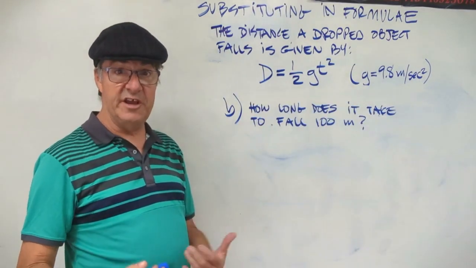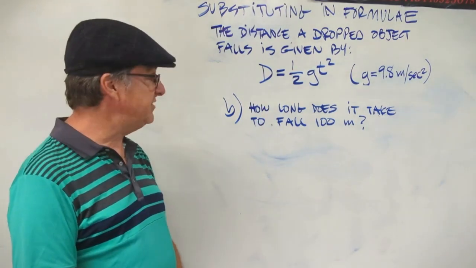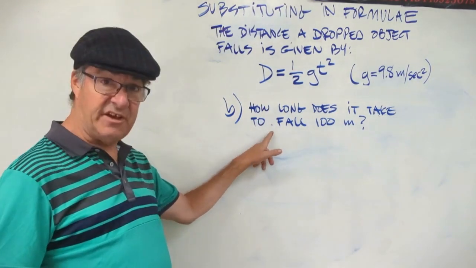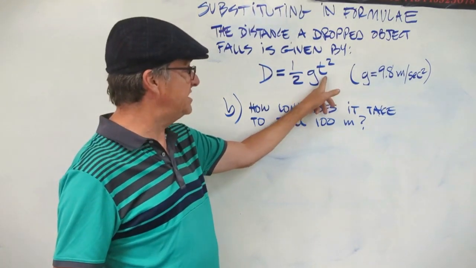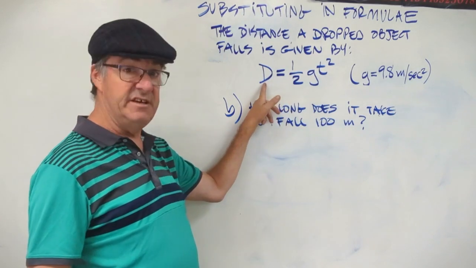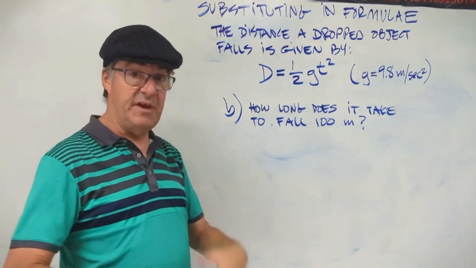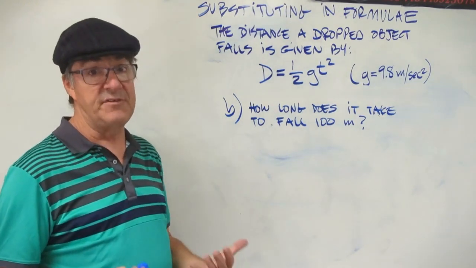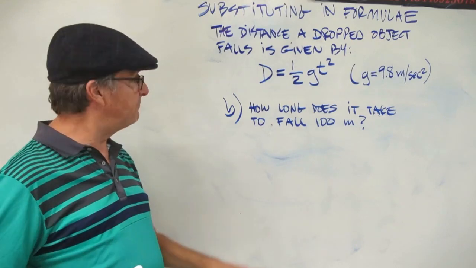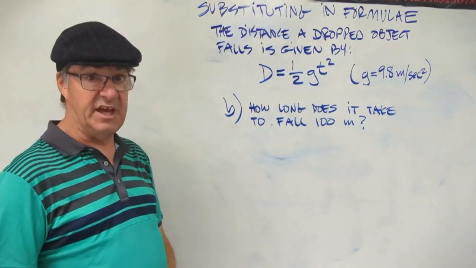Okay, let's do a variation on a problem using the same formula. Now we're going to ask you, how long does it take to fall 100 meters? So instead of giving you t and asking you to find d, now we're giving you d and asking you to solve for t. This is definitely a little bit more complicated, but it's certainly within the scope of the skills you have in my class. So first step, do a plug-in step with our formula and see what that looks like.